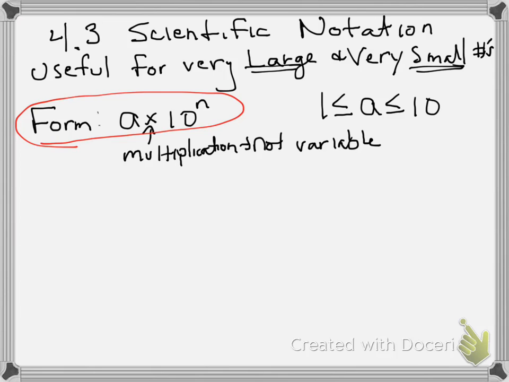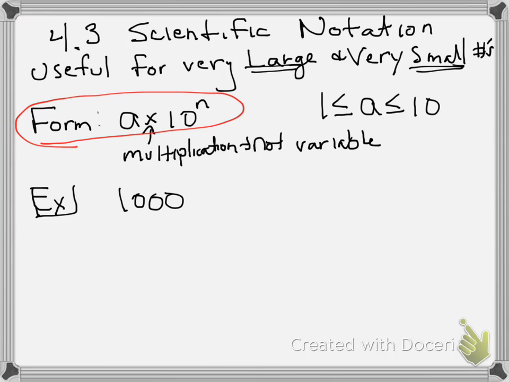So in general, we're looking for a form where we have a, where a is some number between 1 and 10, times, this is an x for multiplication, not a variable x, times 10 to the nth power. So we want some number like a times 10 to the n. Let's look at an example to make that more clear.